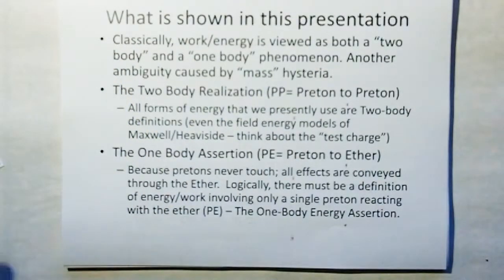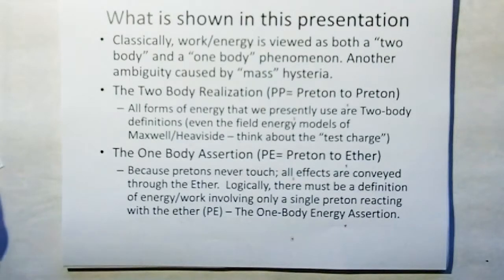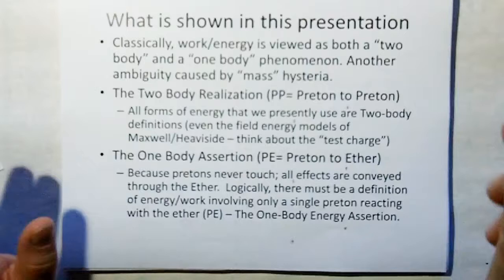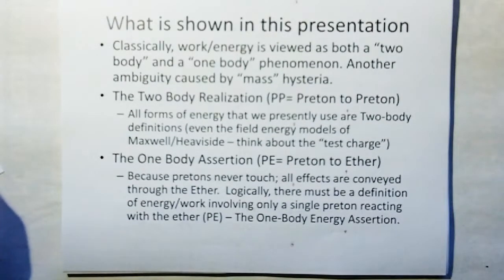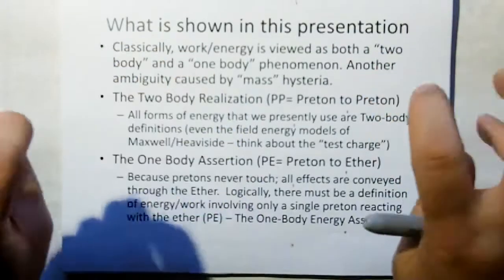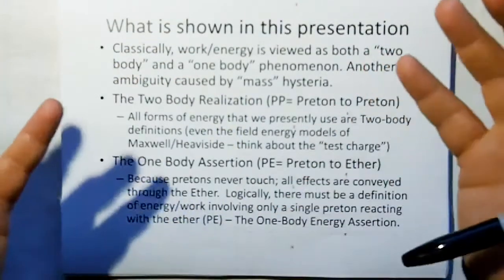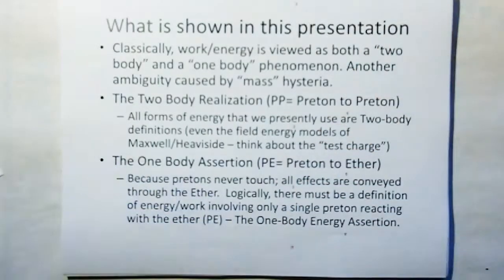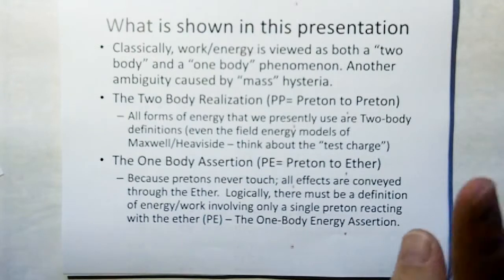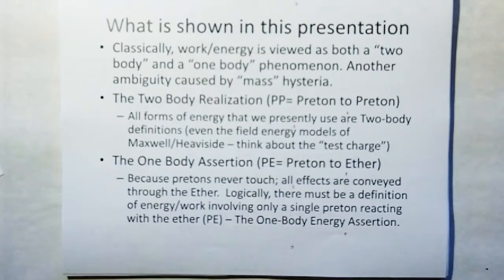Okay, classically, energy has been viewed as both a two-body and a one-body phenomenon. I'll explain what that means in a minute. This is another ambiguity caused by the mass hysteria of classical theory. I'm using the term mass hysteria just to make fun of the fact that we were obscured. This mass thing that we've been using for 300 years has obscured what we were looking at. It's made things confusing for me as well.